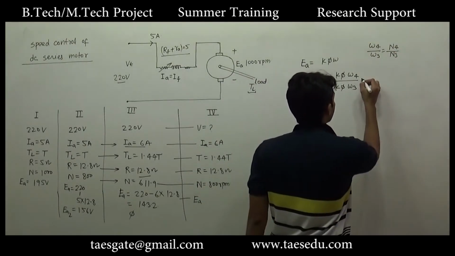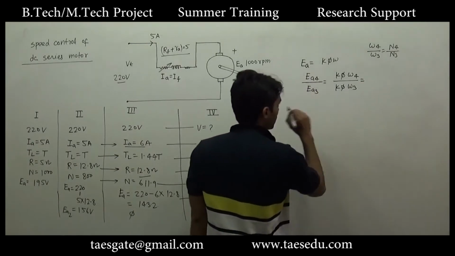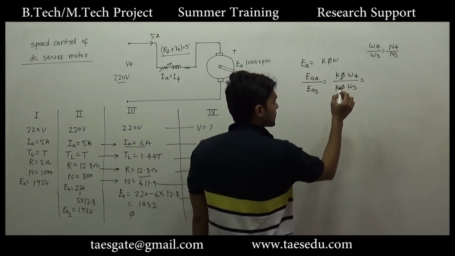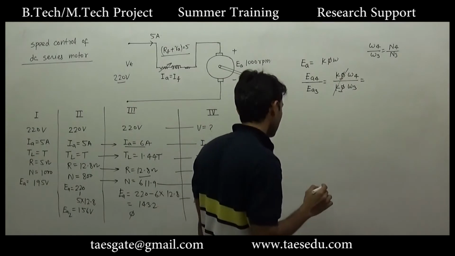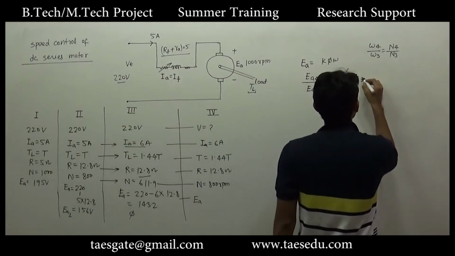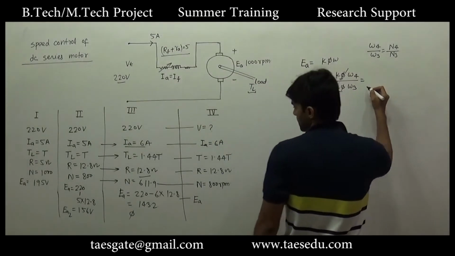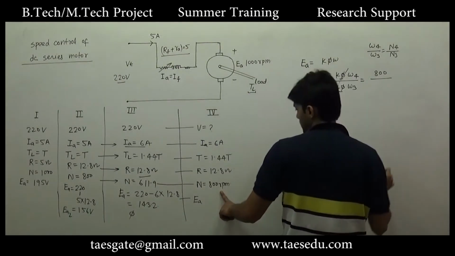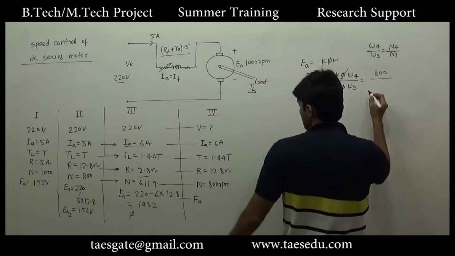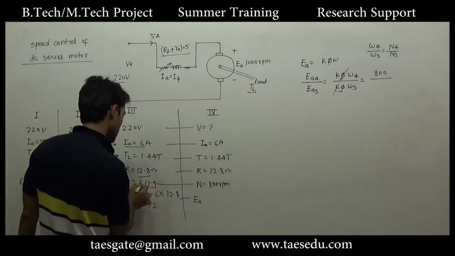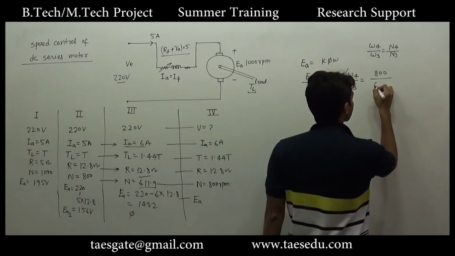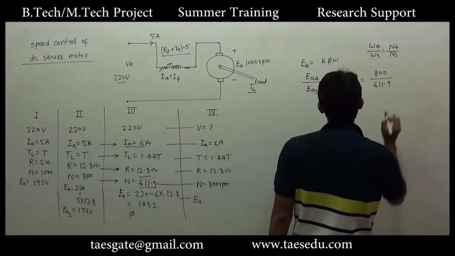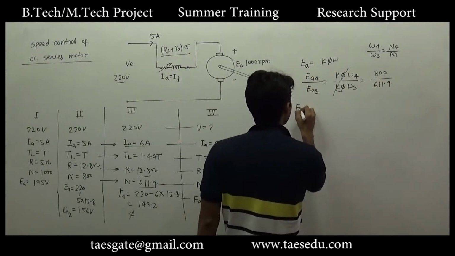Okay, so this can be written as, flux is same for both the cases, so this will be n4 by n3. n4 is 800 rpm divided by n3, which is 611.9. So from here we can easily calculate.